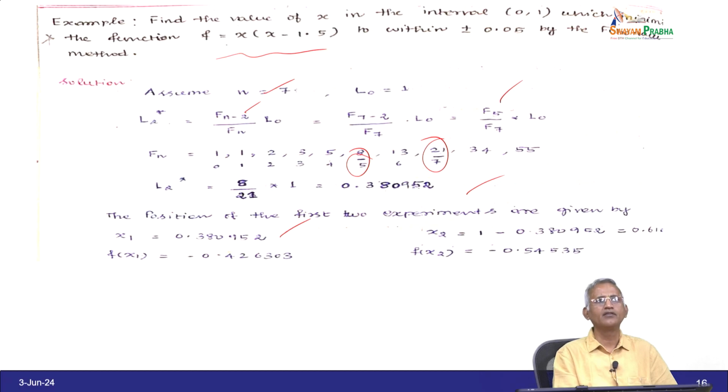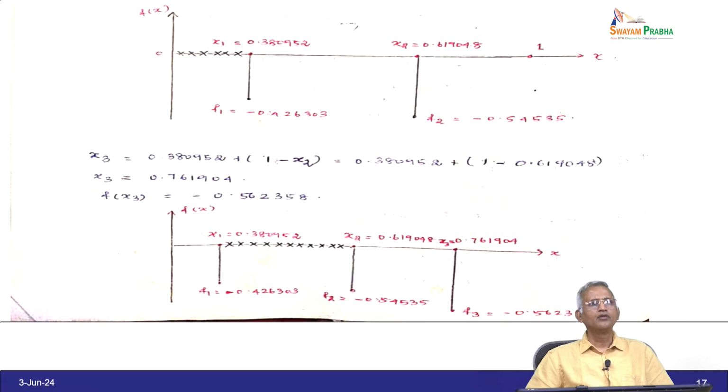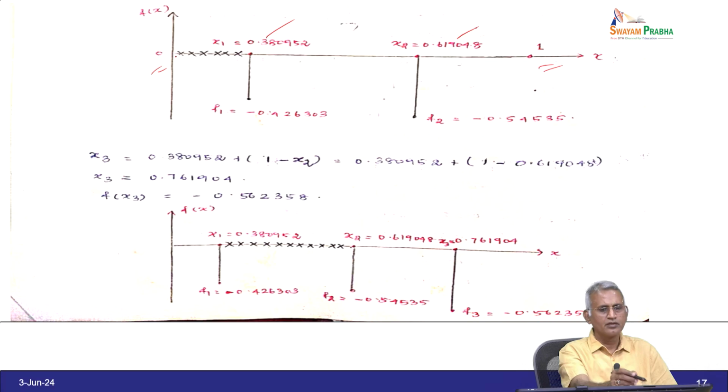x2 equal to 1 minus 0.380952 equal to 0.61. Therefore, f of x1 substitute the function, f of x2 substitute the function, so that you can get f of x1 and f of x2. Now, plot x1, x2 in the graph, maximum value is 1, minimum is 0, and f1 is minus 0.426, f2 is minus 0.54.